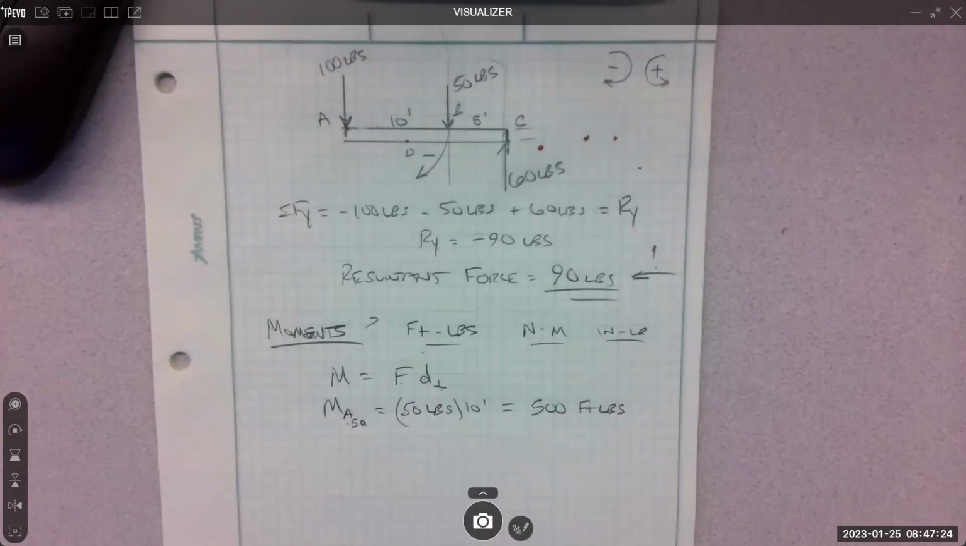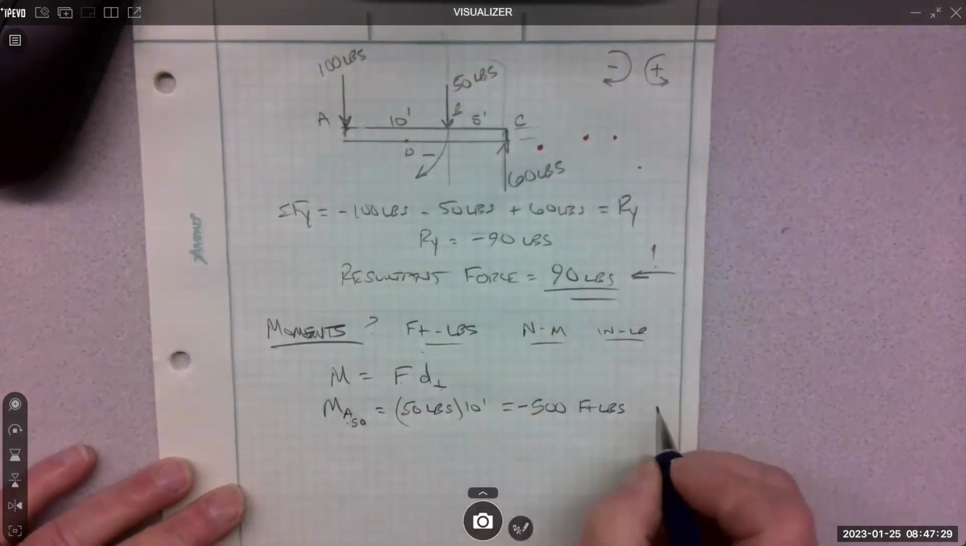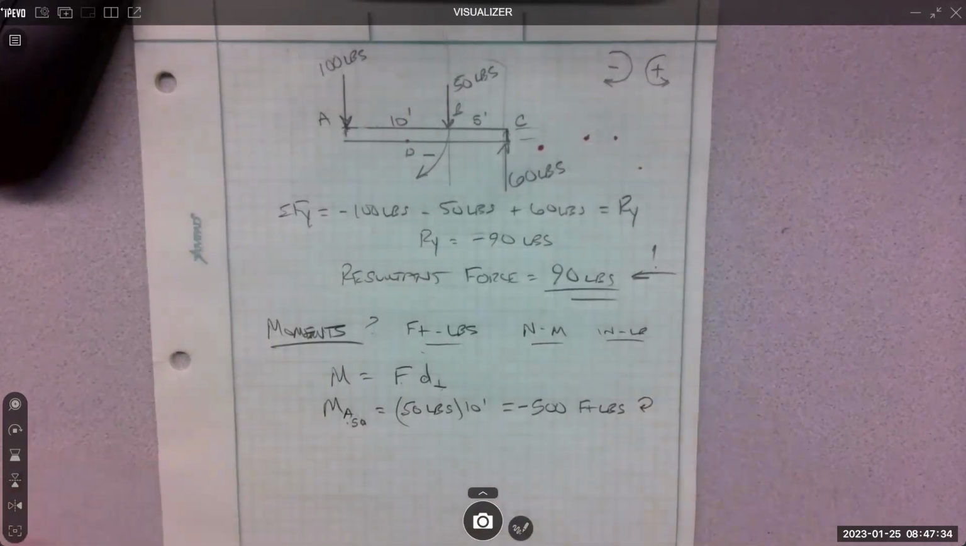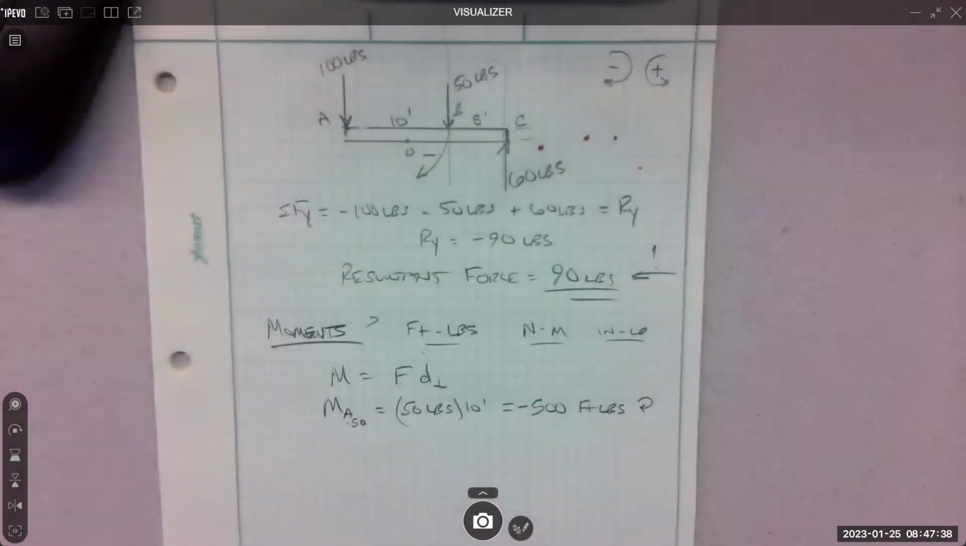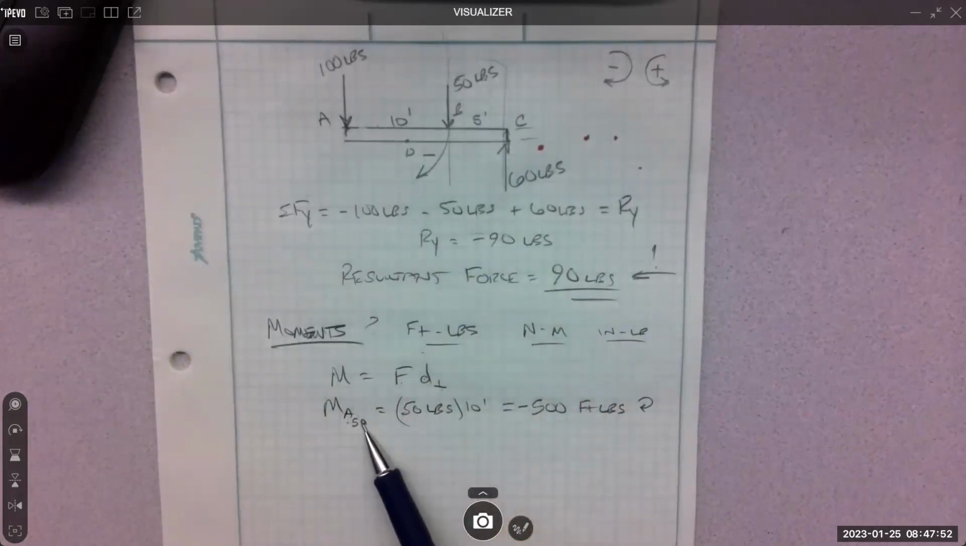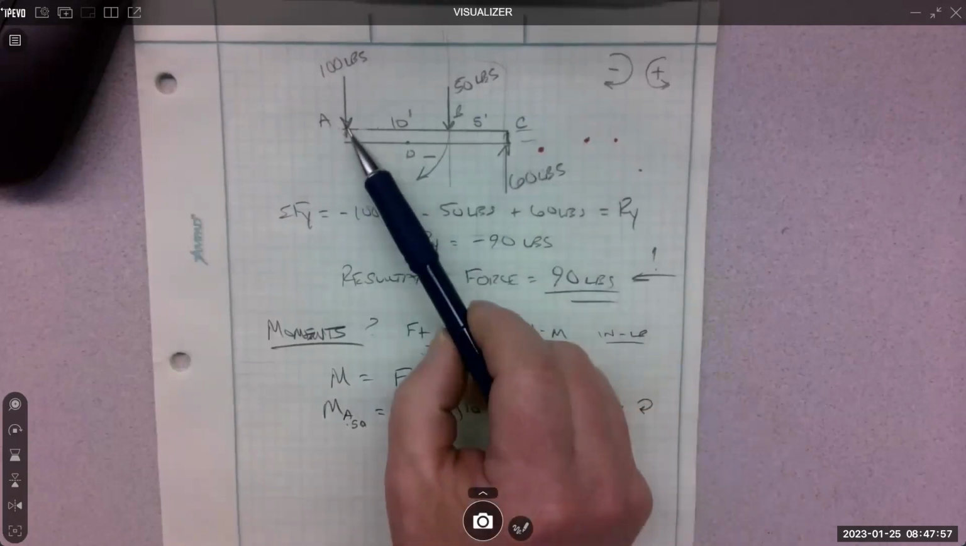So the 500 is negative about point A, and I always tag it with a little symbol. So that is a collected rotational effect. Right? And what we have to do is pick a point and collect all the rotations. So we picked point A. We found the moment about A of the 50. What's the moment of the 60 about point A?